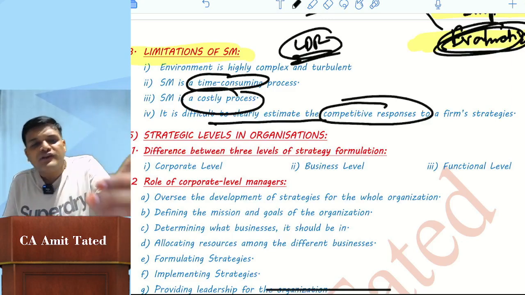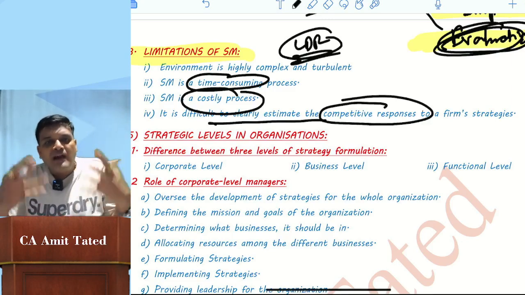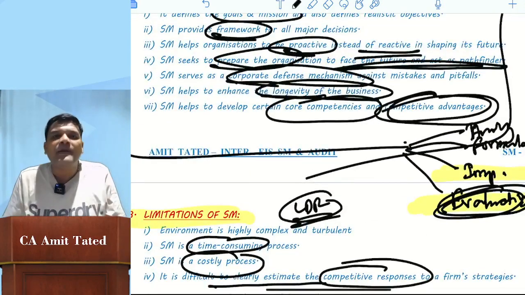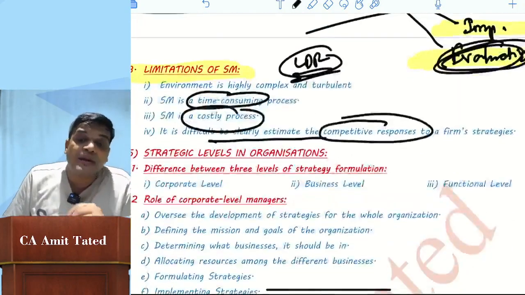Yeah, you are also using SM, I am also using SM. Okay, then the advantage of SM is that you will be getting a competitive advantage. But it is a big challenge. This is one of the limitations of SM. So how many limitations of SM are there?